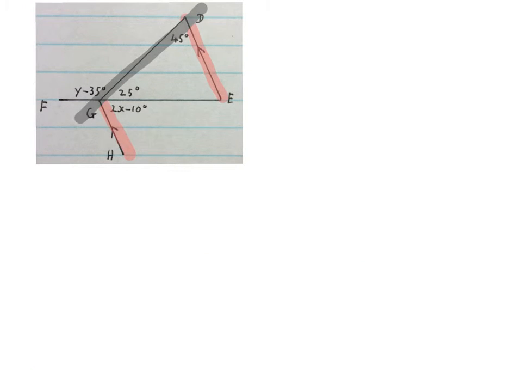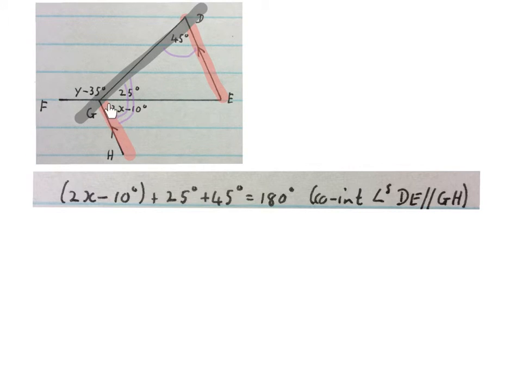The next thing I did is I wanted to work out x. And I can see there are two parallel lines with a transversal. That means this angle and this angle will add up to 180 degrees. So I wrote this 2x minus 10 plus the 25 plus the 45, I put them next to each other, equals 180 degrees, co-interior angles, and DE is parallel to GH. So there's your DE and there's your GH.